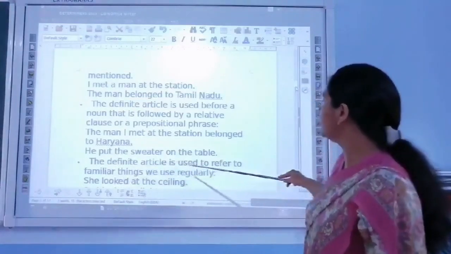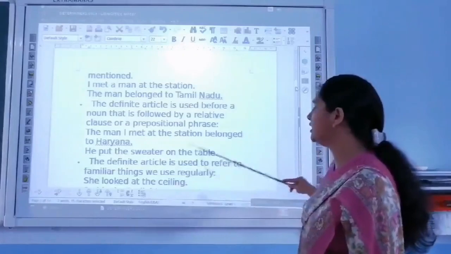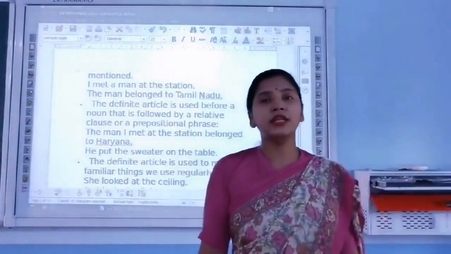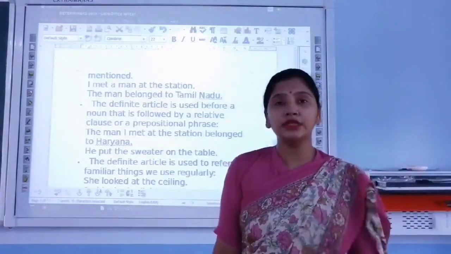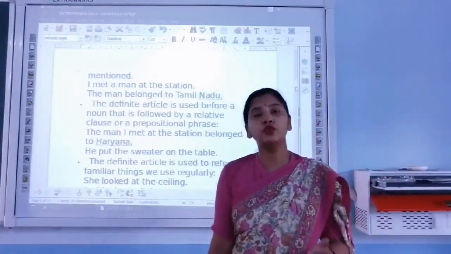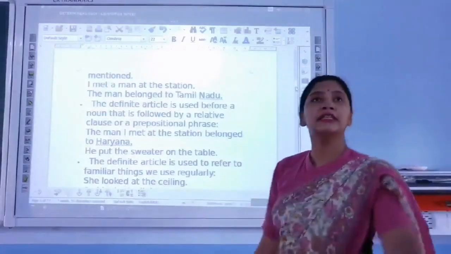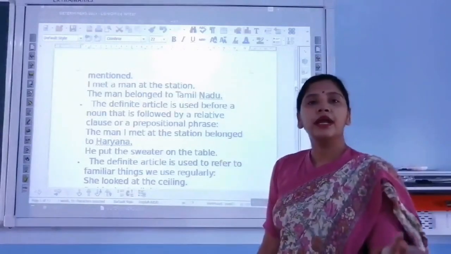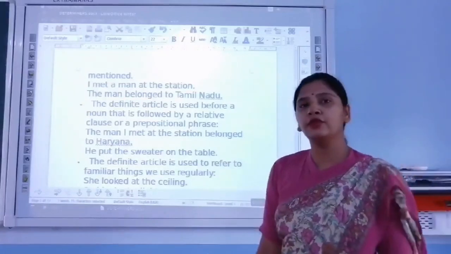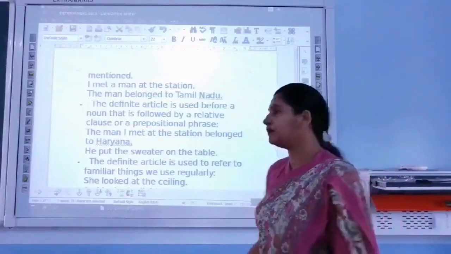The definite article is used to refer to the familiar things we use regularly. For the general things which we are using regularly in a daily routine, that time we have to use the before that. Like, she looked at the ceiling. Ceiling is the common thing, and daily we interact or are in contact with the ceiling. That's why we have to use the word the before that.